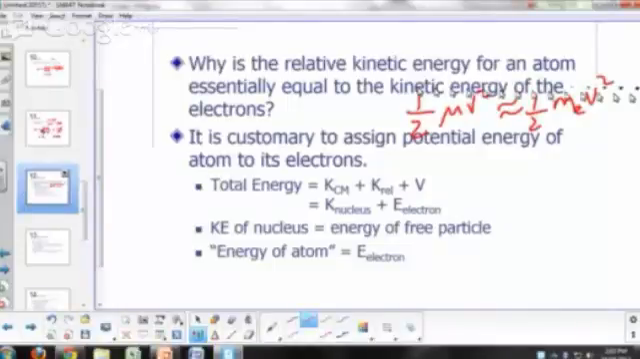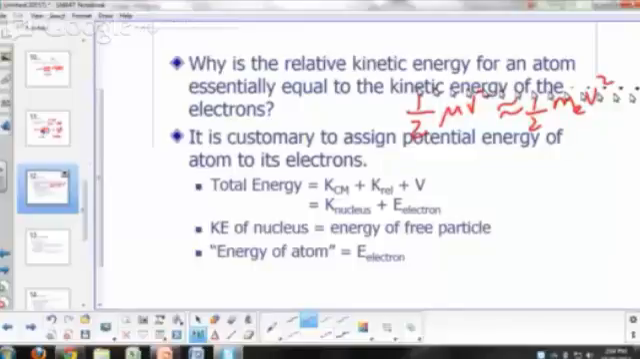Okay? And it's also customary to assign the potential energy of the atom to its electrons. In other words, potential energy should really be defined in terms of two particles that are interacting. But as a matter of convenience, we're just going to treat the electrons as having all the potential energy. It doesn't really matter how you partition your energy as long as you have the same total. So we're just going to assign the potential energy just to the electrons.